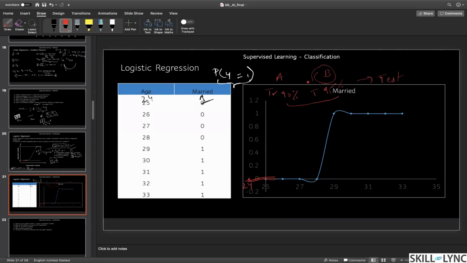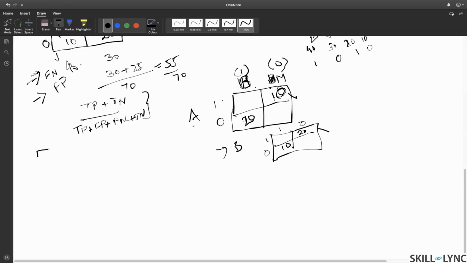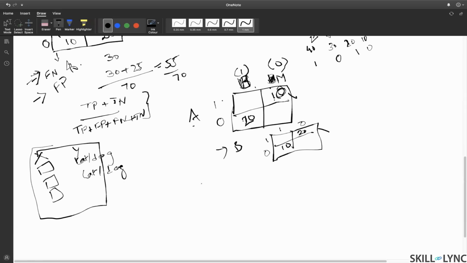Then we will go with algorithm B. Okay. So to give you one more example, you have a training data set. In X you have images. In Y, our output is whether it is cat or dog. Suppose you got the data set with 100 images.